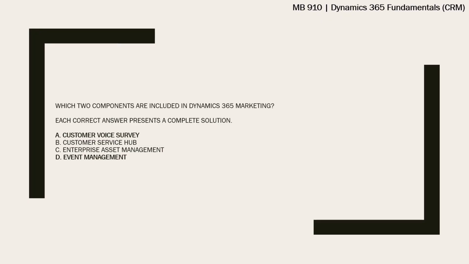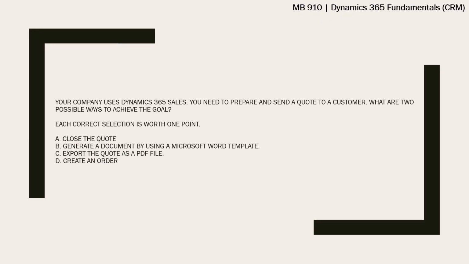Your company uses Dynamics 365 Sales. You need to prepare and send a quote to a customer. What are two possible ways to achieve the goal? Each correct selection is worth 1 point.